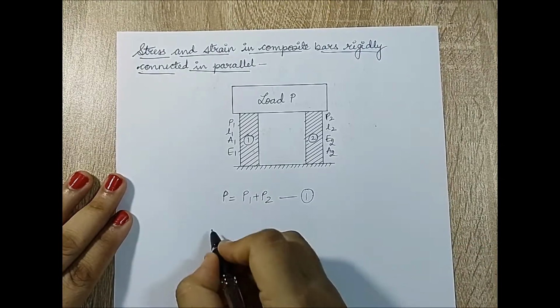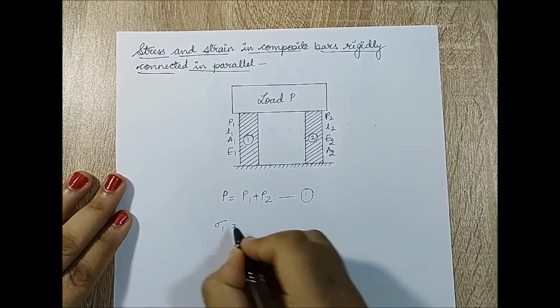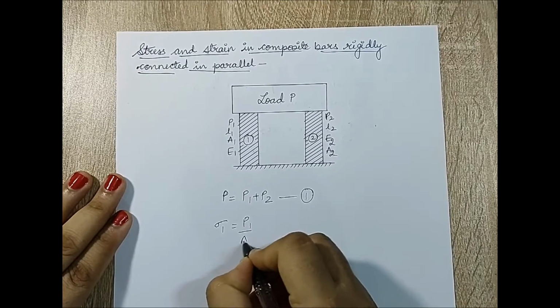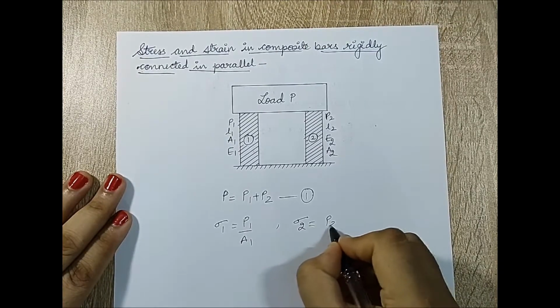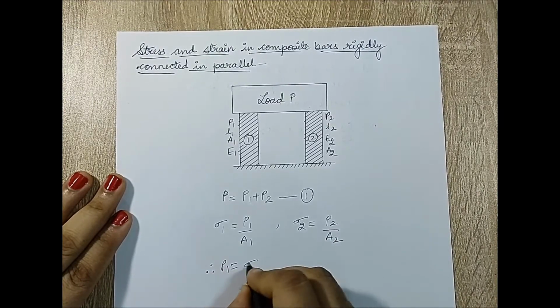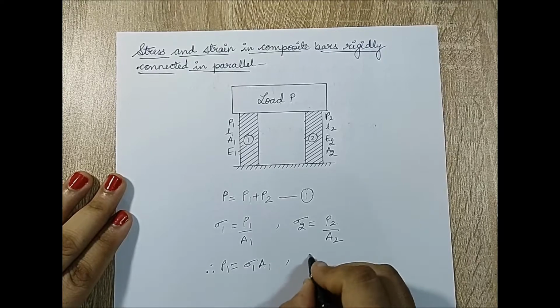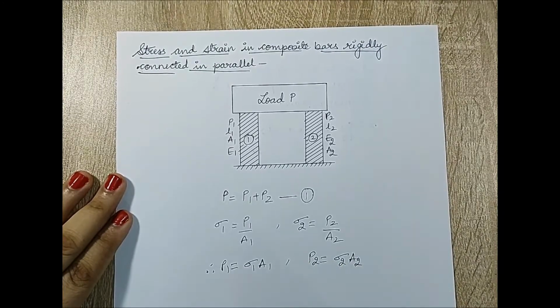When I talk about load, I can also talk about stress. Say in the first bar the stress is sigma 1. Sigma 1 will be P1 by A1, and for the second bar stress sigma 2 will be P2 by A2. Here I can say therefore P1 will be sigma 1 A1, and P2 will be sigma 2 A2. This is something which we have already discussed.